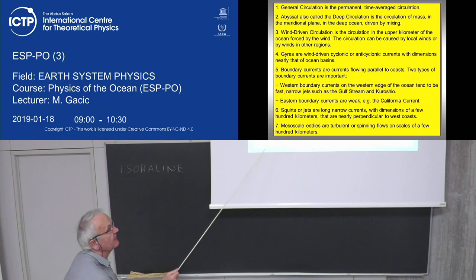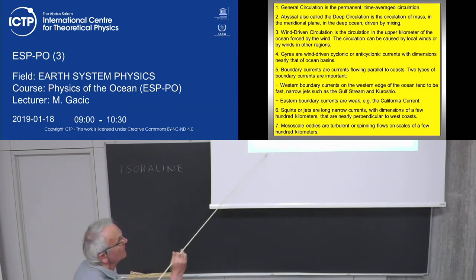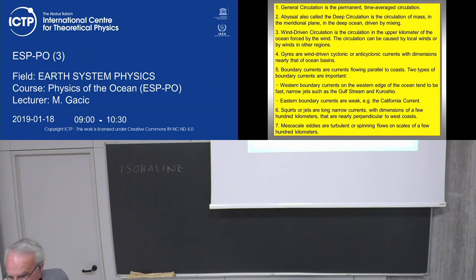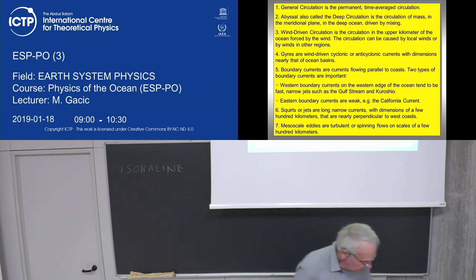And sometimes these mesoscale eddies are also called weather in the ocean, ocean weather, equivalent to atmospheric weather. Because atmospheric weather is determined by cyclones or anticyclones, like mesoscale structures in the ocean. The ocean weather is determined by mesoscale eddies. So these are different types of the circulation in the world ocean.